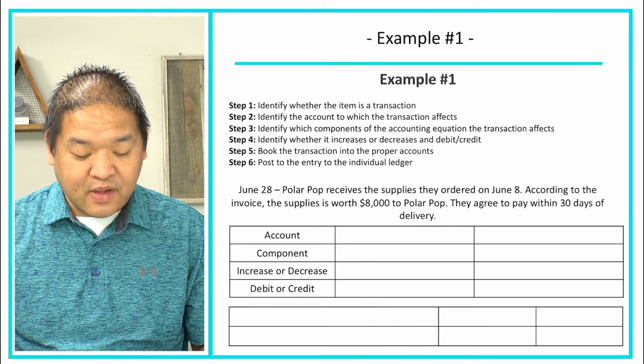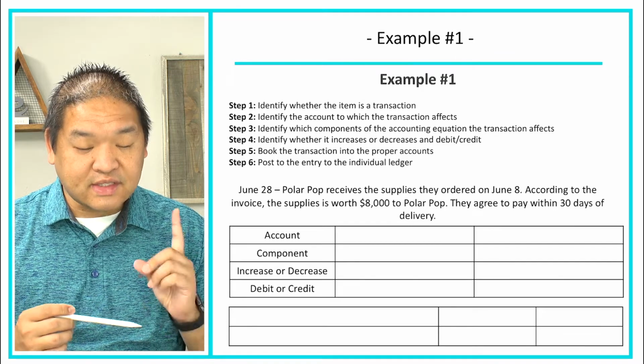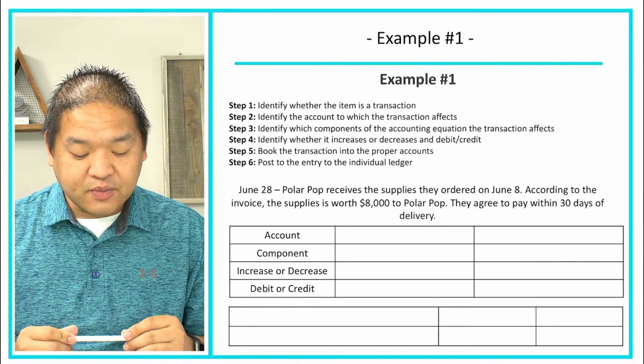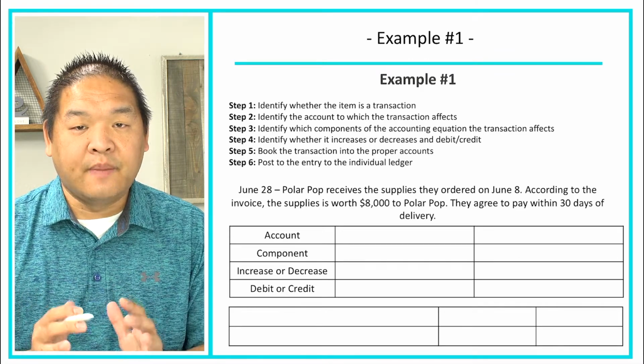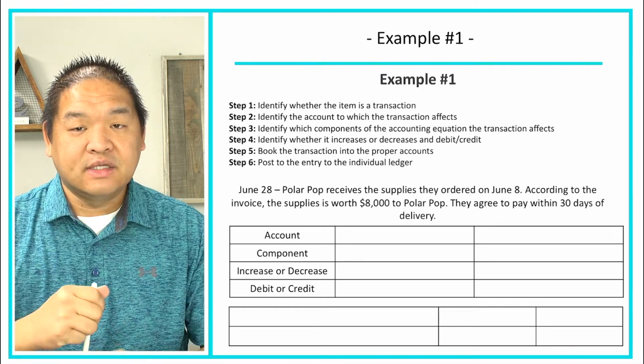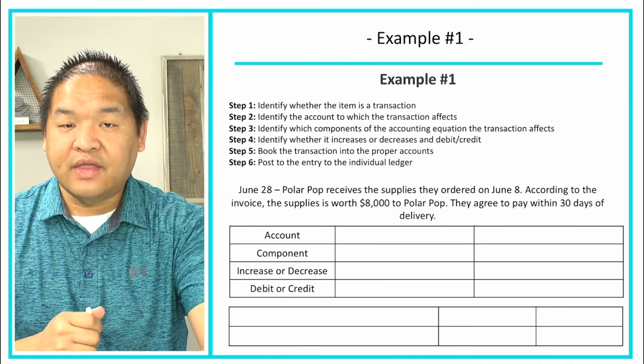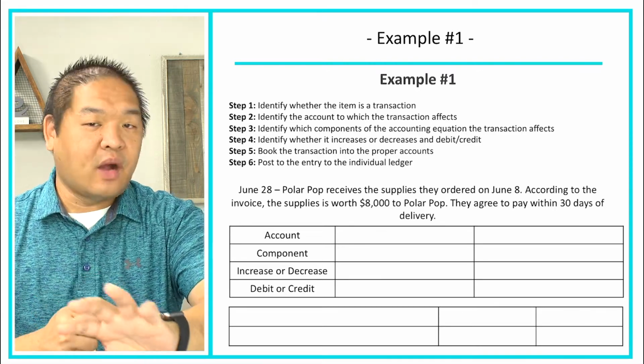According to the invoice, the supplies are worth $8,000 to Polar Pop. They agreed to pay within 30 days of delivery. So what do we know? They gave us the supplies. We gave them nothing. Okay, we gave them a promise to pay, right?